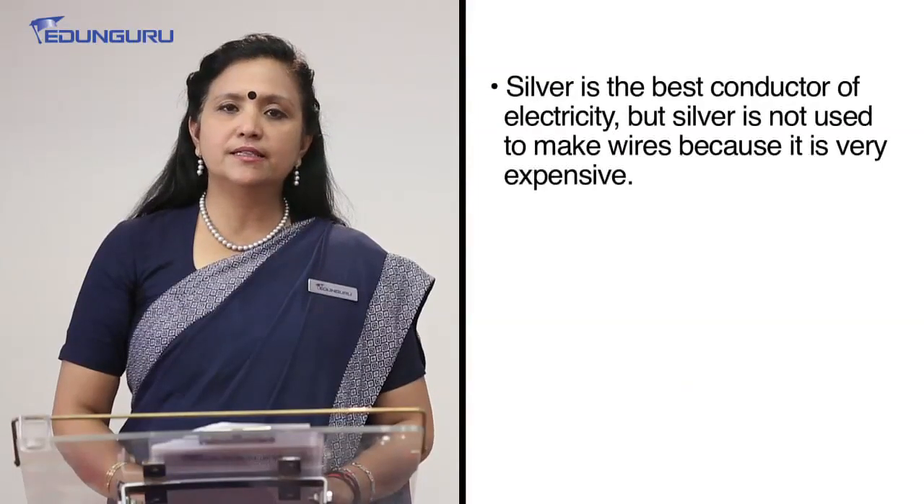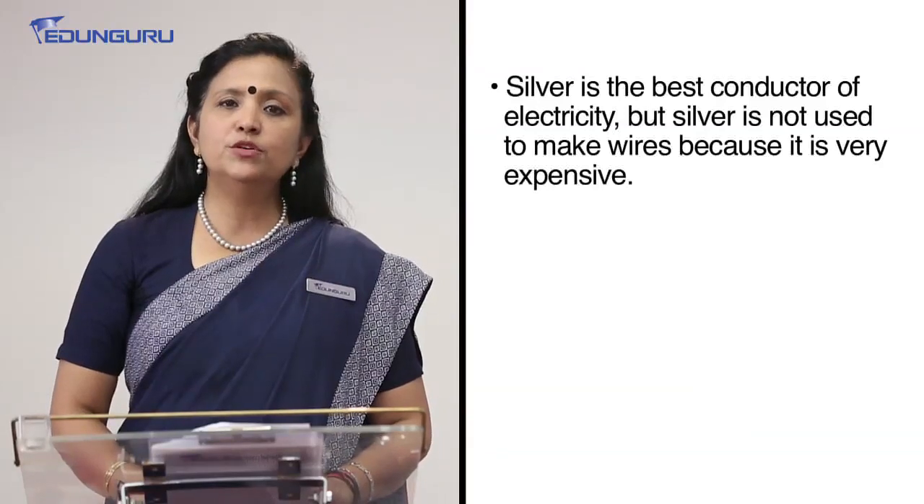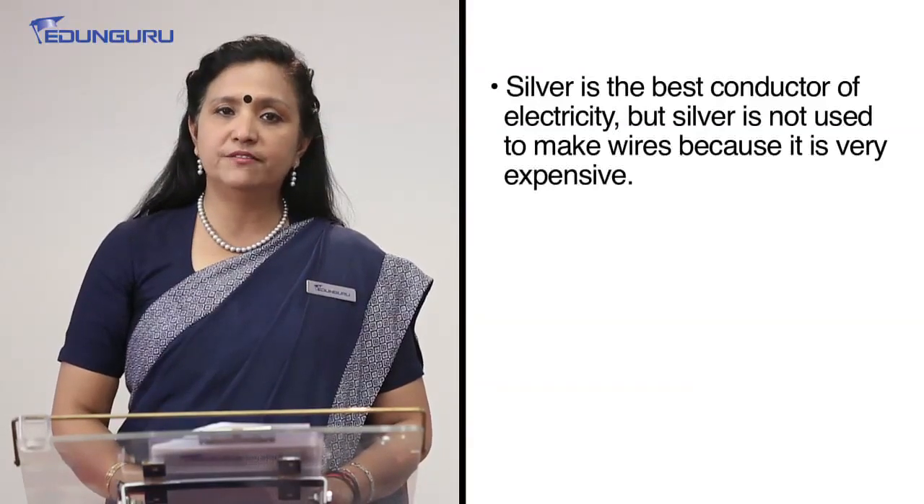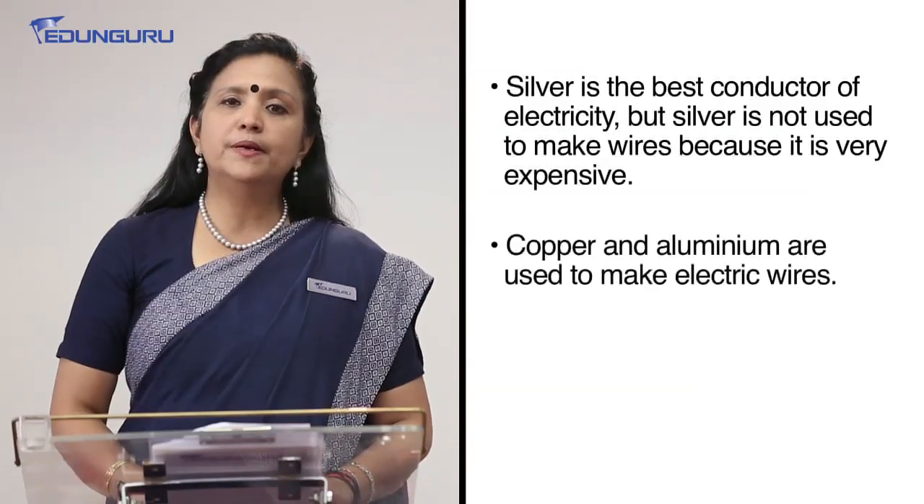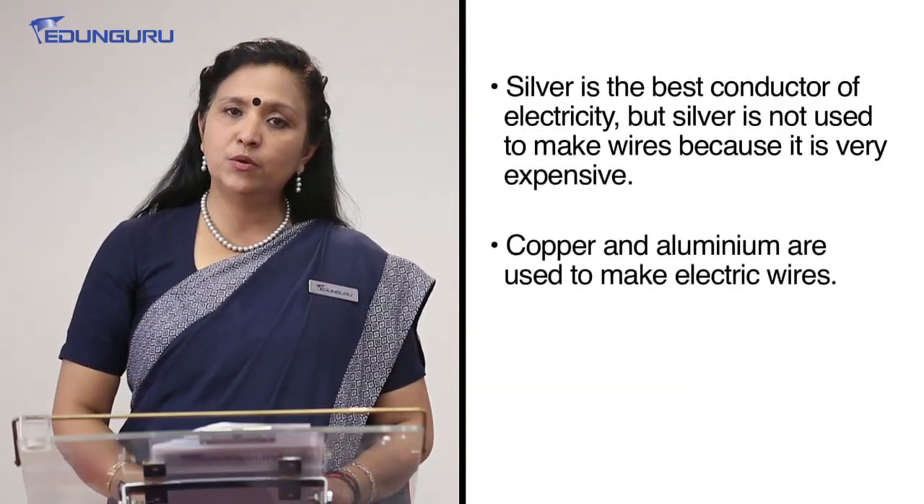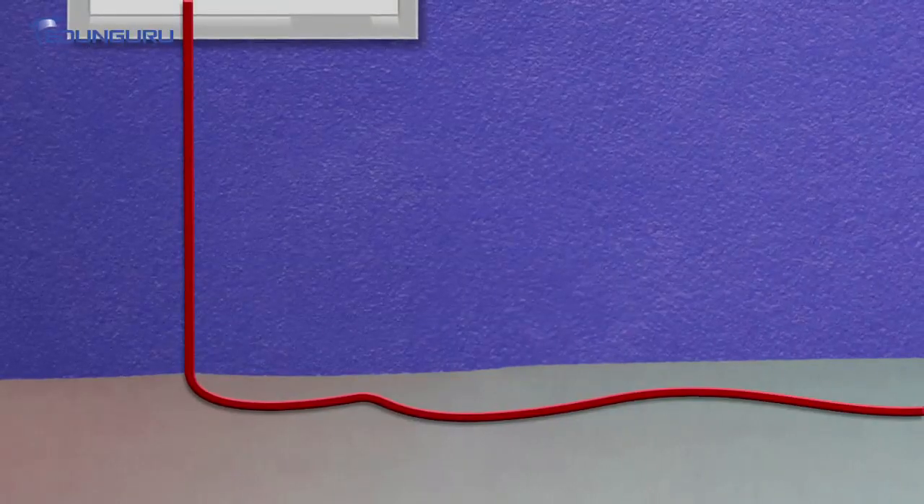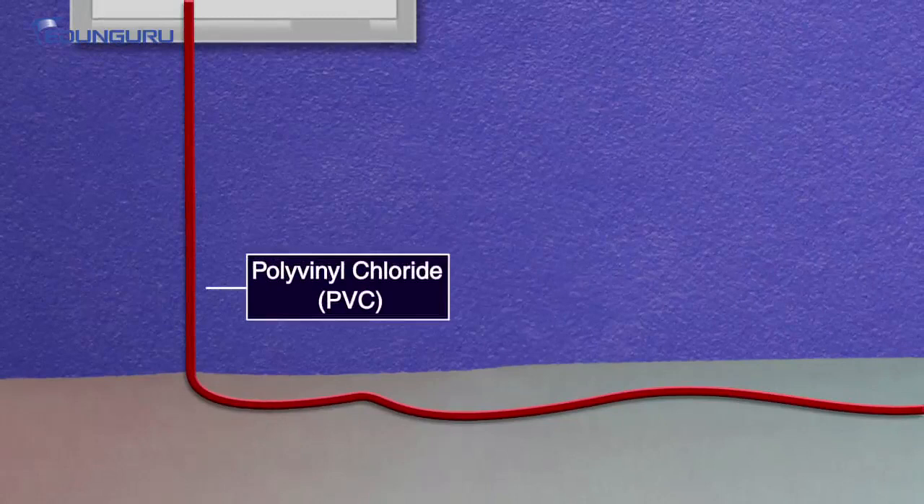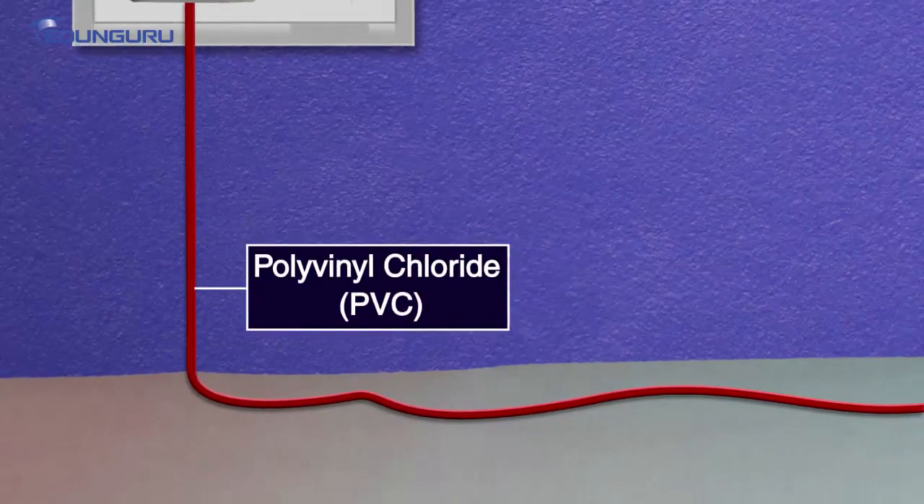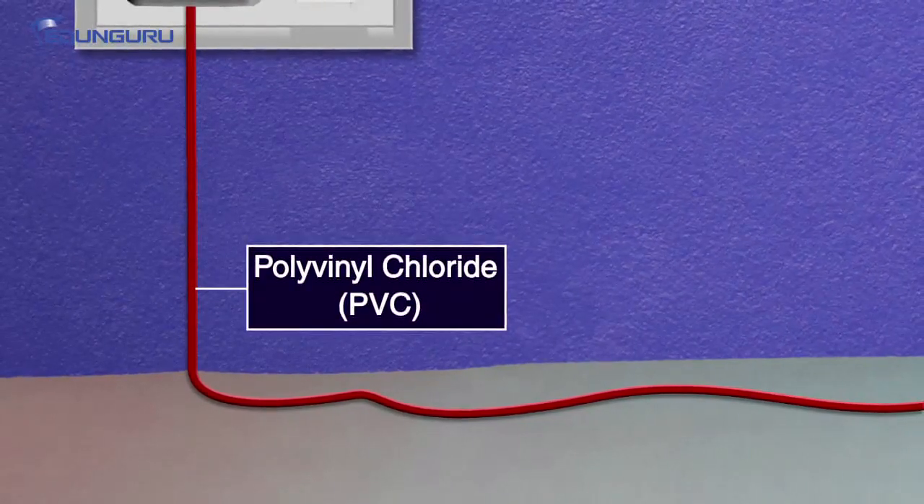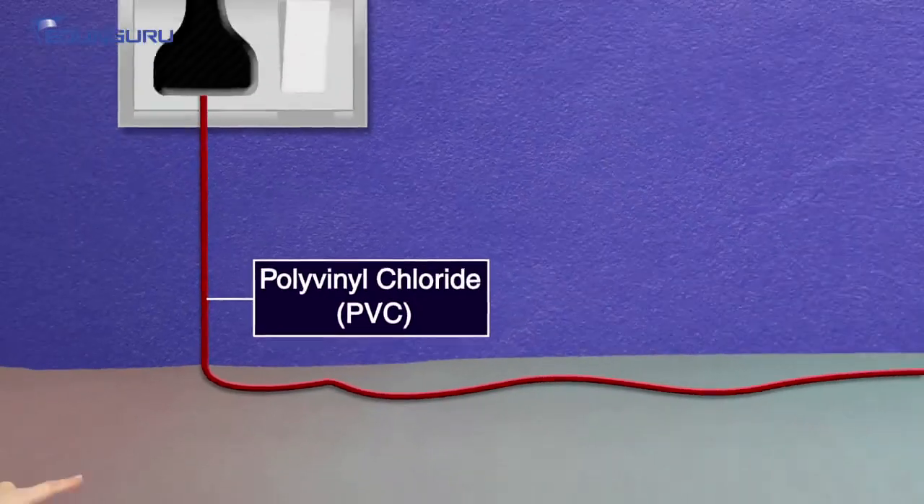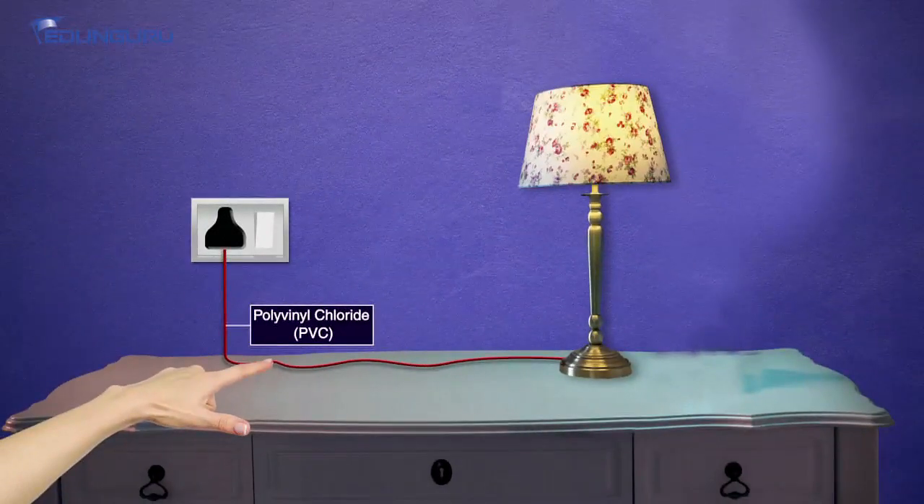Silver is the best conductor of electricity, but we don't use silver to make wires because it is very expensive. We use copper and aluminium to make electric wires. Yes, Rahul? Why do electric wires have plastic covering? Very good question. Electric wires have a plastic covering made of polyvinyl chloride or PVC. This is a good insulator, so if we accidentally touch the wire while electric current is passing through it, we will not get a shock.